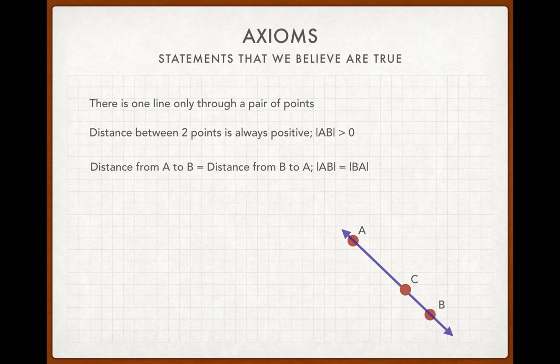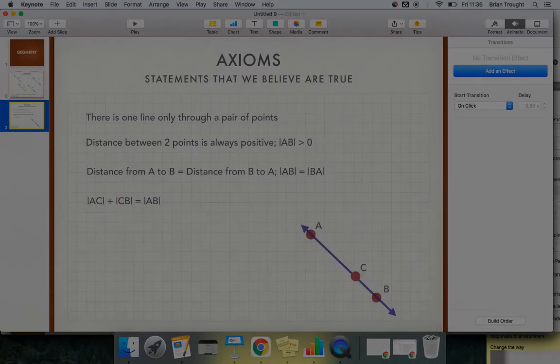Okay, and the last one then, if I introduce a point C on the line, so now we have A, B, and C. C is somewhere between A and B. Then the next axiom is the distance between A and C plus the distance between C and B equals the distance between A and B. And that again should make sense. If you walk from A to C and then you walk from C to B, that should be the same distance as walking directly from A to B. Okay, and that's it.